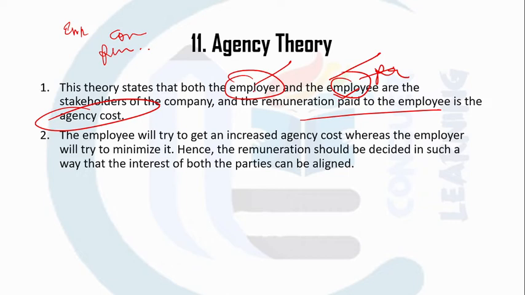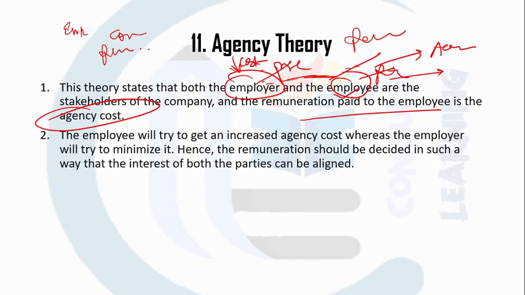The employer will try to increase his profit, and the employee would try to increase his agency cost. So both of them would try to what? They will try to increase their share. The employer would try to reduce the cost, and the employee would try to increase his agency money or remuneration. So this theory says that when they are in this dispute, both of them are looking forward for the good. So when they are in this situation, the remuneration should be such that the interest of both the parties is satisfied. This is what the agency theory is.